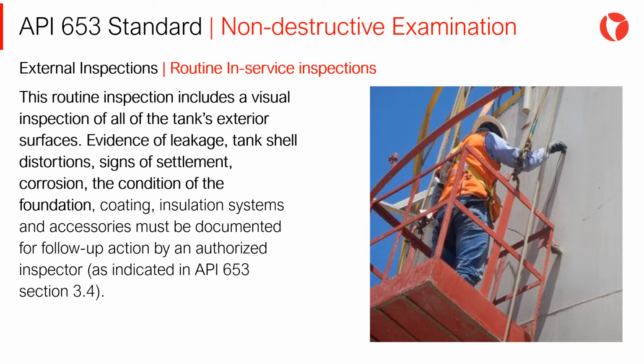This routine inspection includes a visual inspection of all the tank exterior surfaces, evidence of leakage, tank shell distortions, signs of settlement, corrosion, the condition of the foundation, coating, etc., which must be documented for follow-up action by an authorized inspector, as indicated in API 653 section 3.4.